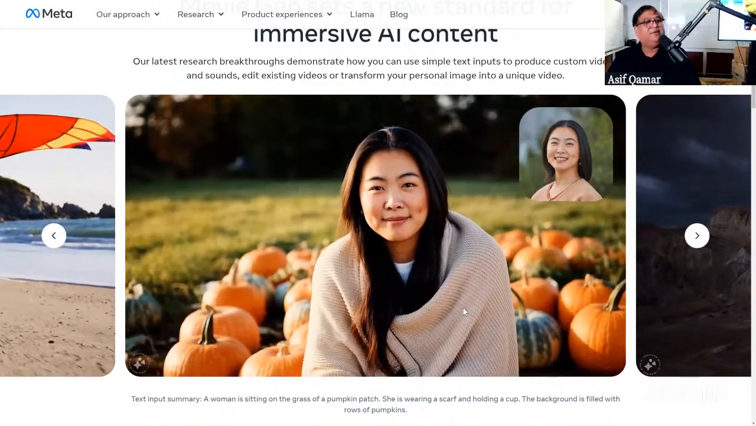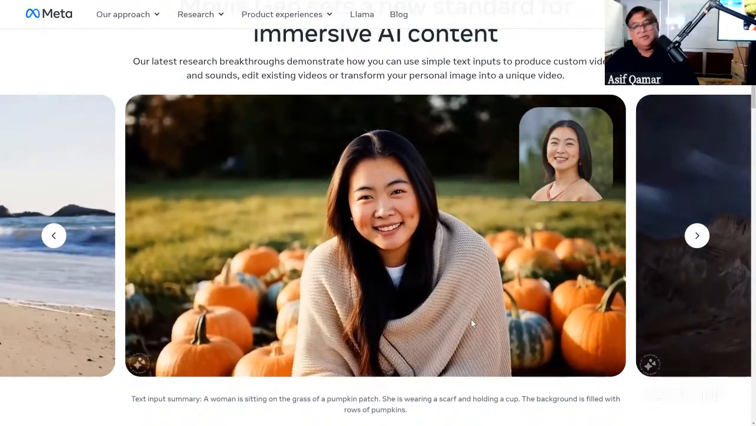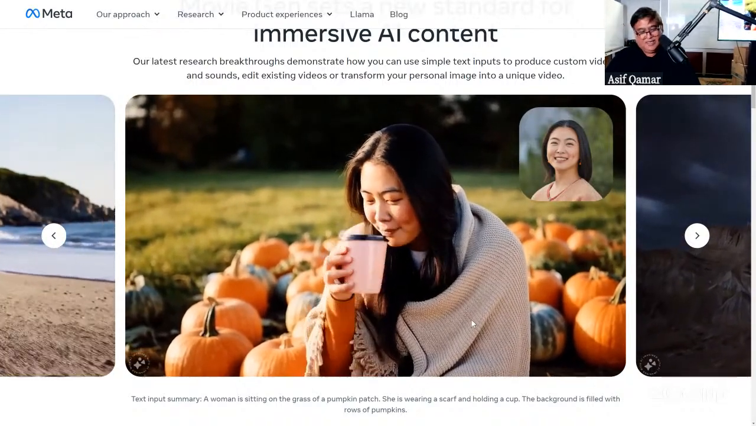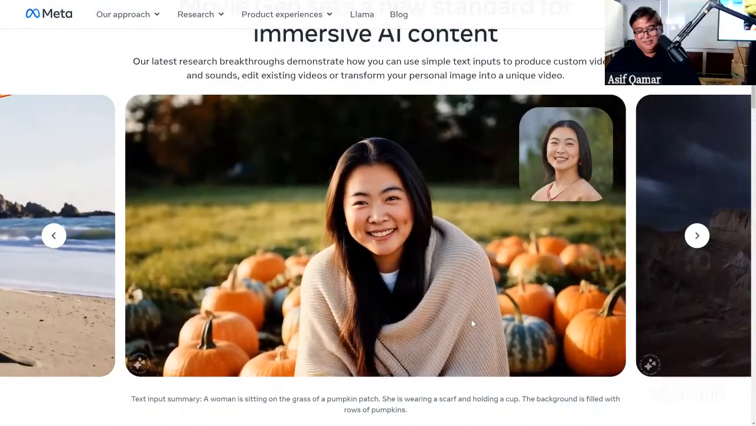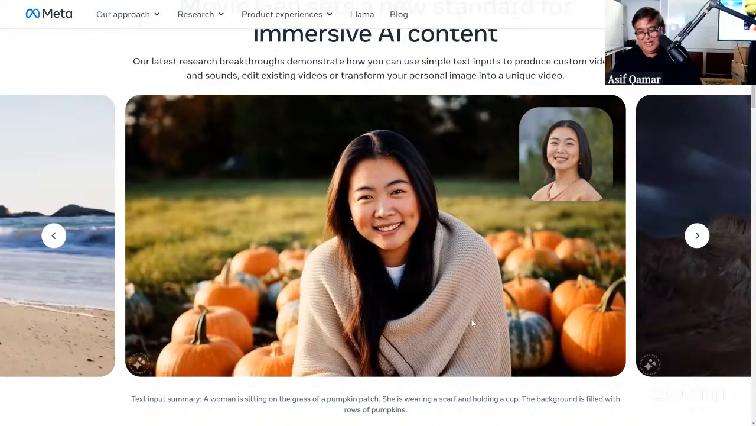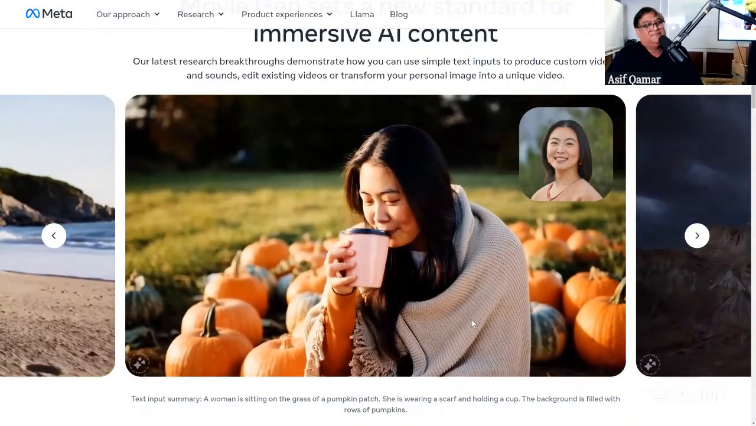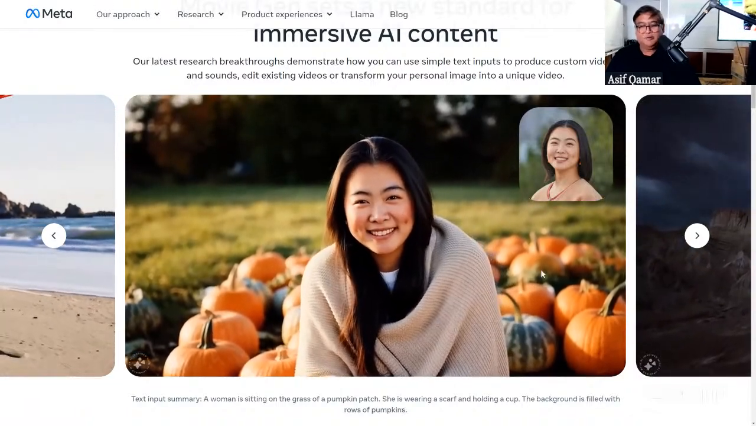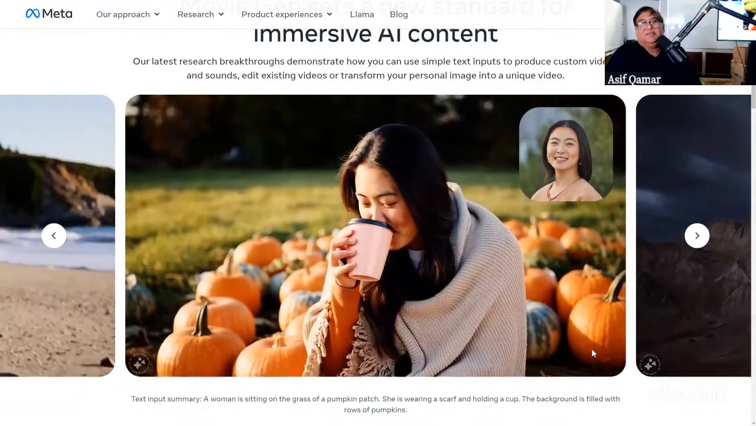This is more interesting. You not only give it a text prompt, you give a picture. You say this person, a woman is sitting on the grass of a pumpkin patch. She is wearing a scarf and holding a cup. The background is filled with rows of pumpkins. Right? Now, this is the picture. How many of you would have looked at it and realized that this is a generated video?